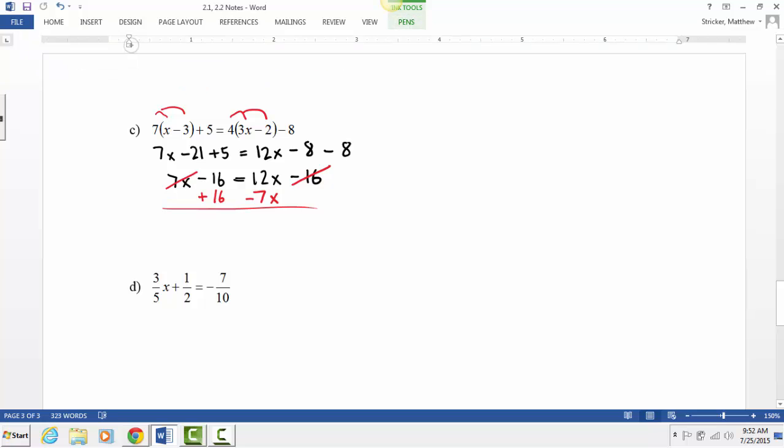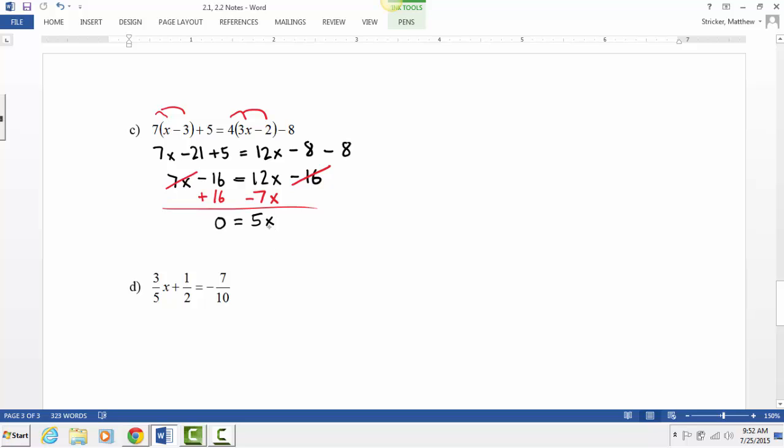So now when I combine those terms, negative 16 and positive 16 becomes 0, which may scare some of us, but it's actually a good thing. It makes our problem more simple. And then on the right side, 12x minus 7x is 5x.